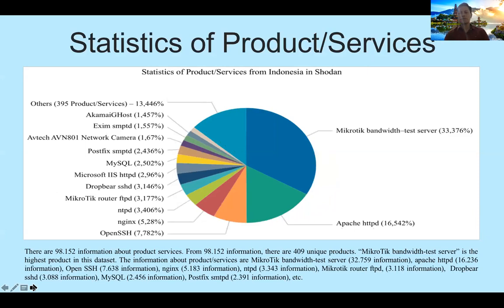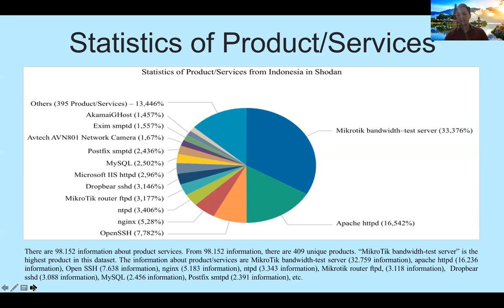Next is the statistic of products or services from Indonesia in Shodan. There are 98,152 pieces of information about product services. From these, there are 409 unique products. MikroTik Bandwidth Test Server is the highest product in this dataset. The information about product services is as follows.